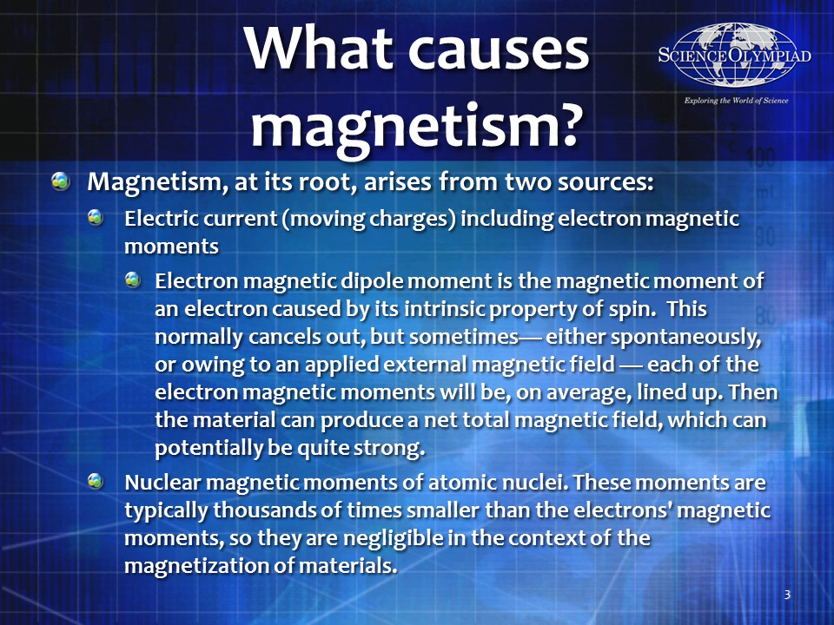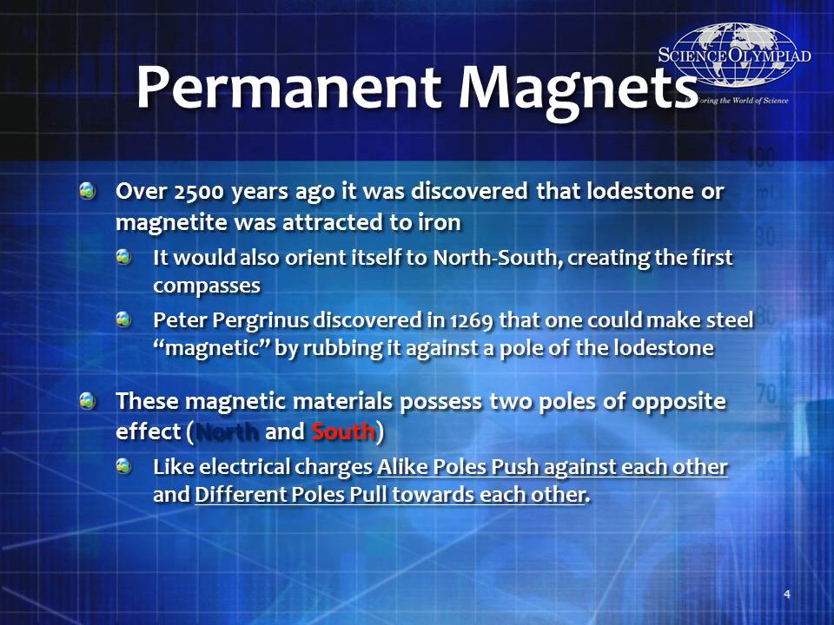Okay, it normally cancels out, but sometimes, either owing to an external magnetic field, or spontaneously, or because of the way things are set up, all the magnetic moments can be lined up, which means that you get not all these magnetic moments that cancel each other out, but they're all in a straight line. You also can get it from nuclear magnetic moments, and these are thousands of times smaller than the electron's magnetic moments, so pretty much they're going to be negligible for anything that we're going to be talking about today.